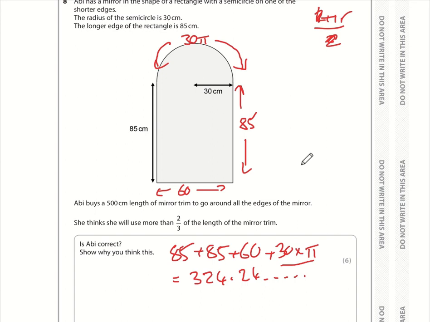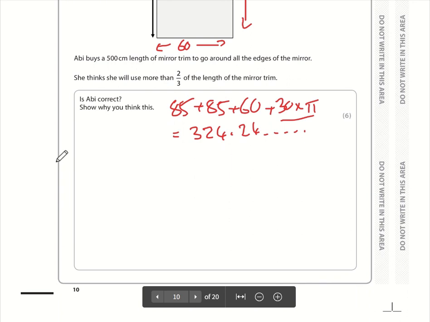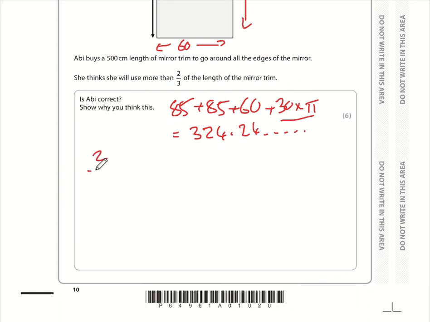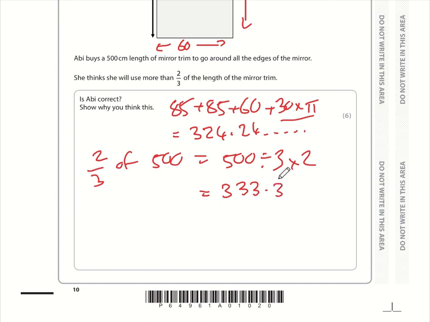Well, she's got 500 centimeters of mirror trim. So what is 2/3 of that? So 2/3 of 500, well that is take our total, divide it by the number on the bottom, multiply by the number on the top, and that comes to 333.3 recurring. So this is how much 2/3 is.